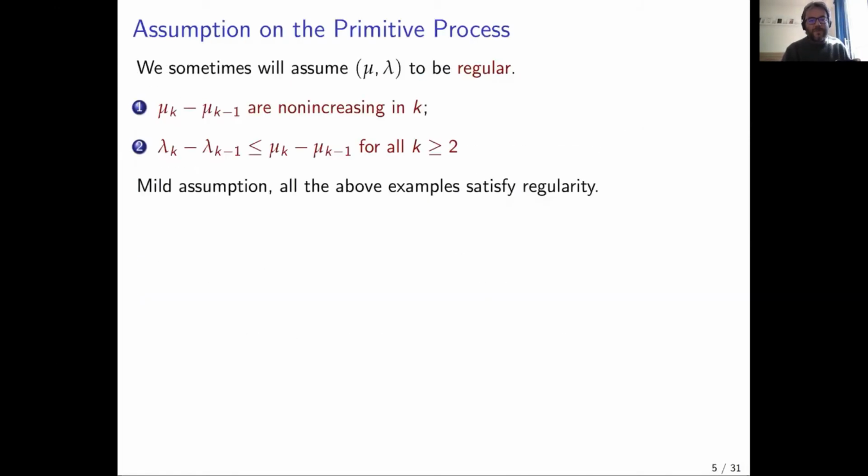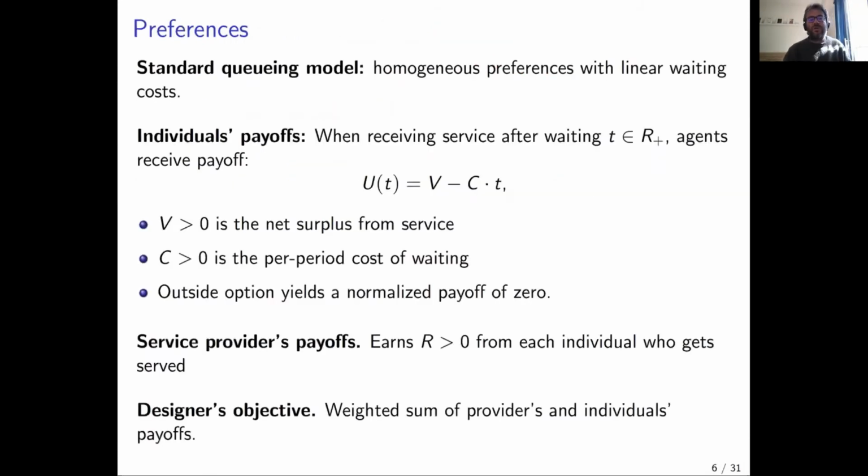So now let me talk about the preferences of agents in our model. We have three parties, let's say, in our model. One is individuals, so those people who actually decide, potentially, to join the queue and wait to get served. The service provider is going to be one additional party, and the designer.